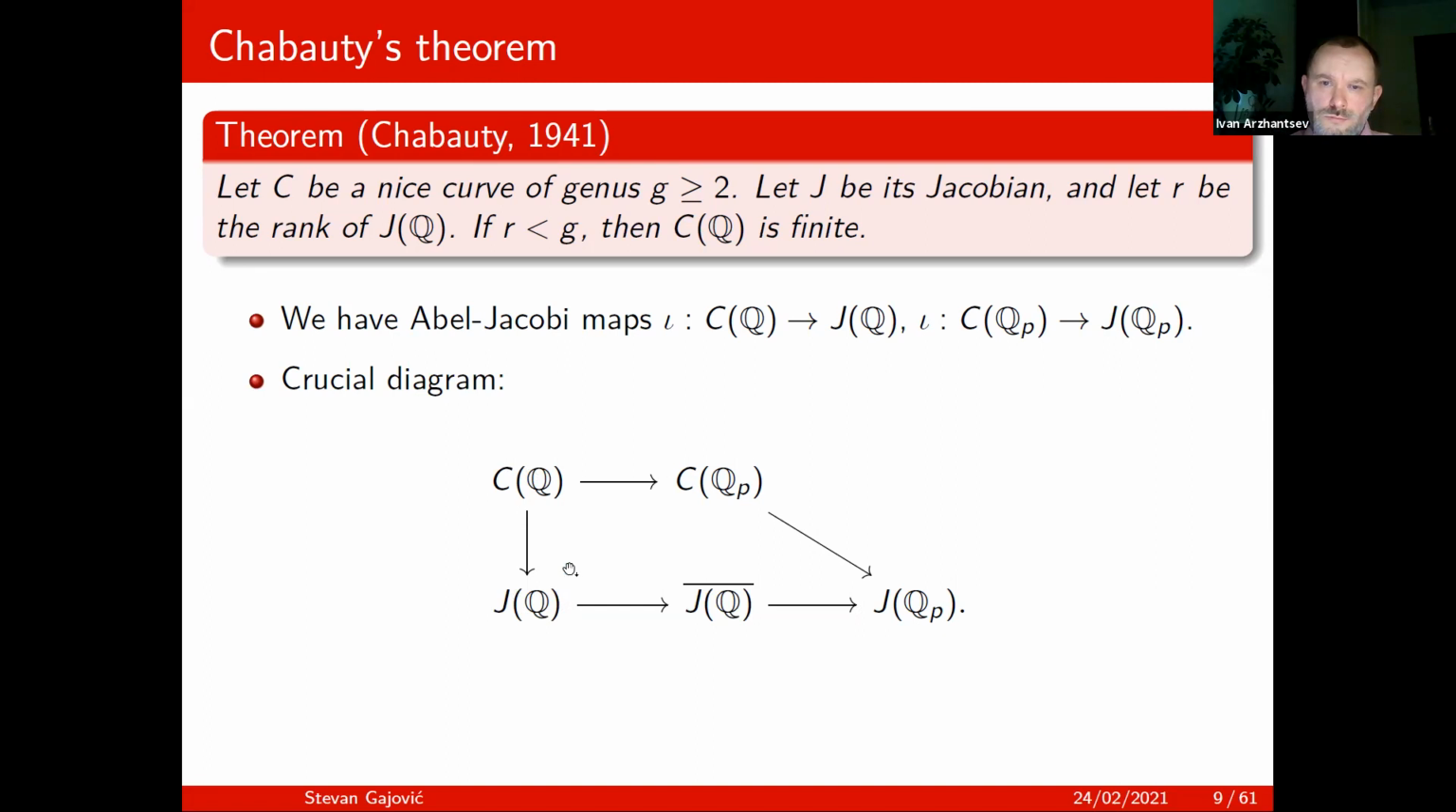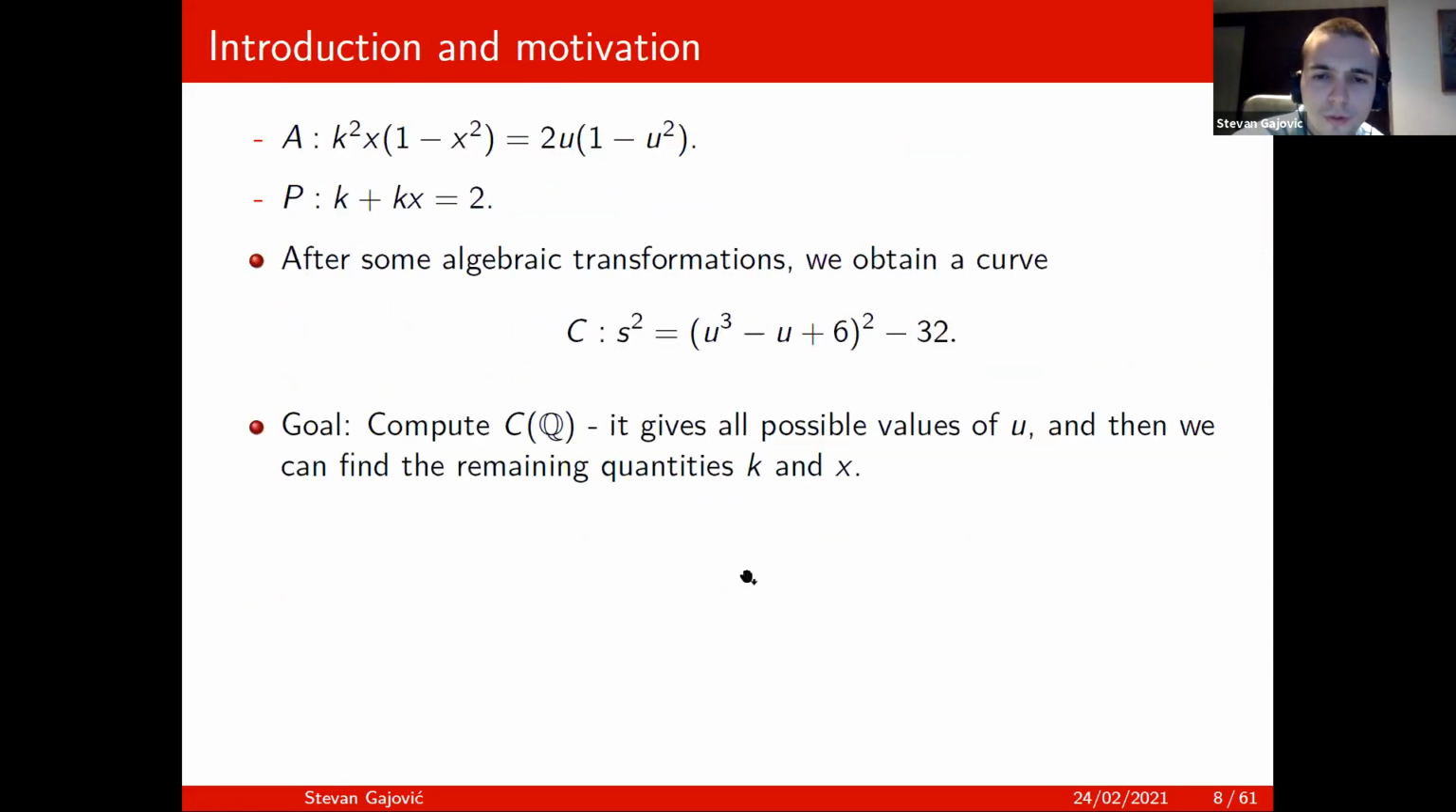Then J(Q) is, as the Mordell-Weil theorem says, a finitely generated abelian group, and J(Q_p) is a p-adic manifold. So if we want to see J(Q) as a p-adic submanifold, well, we need to compute its p-adic closure. So this is a, oops, what did I do?